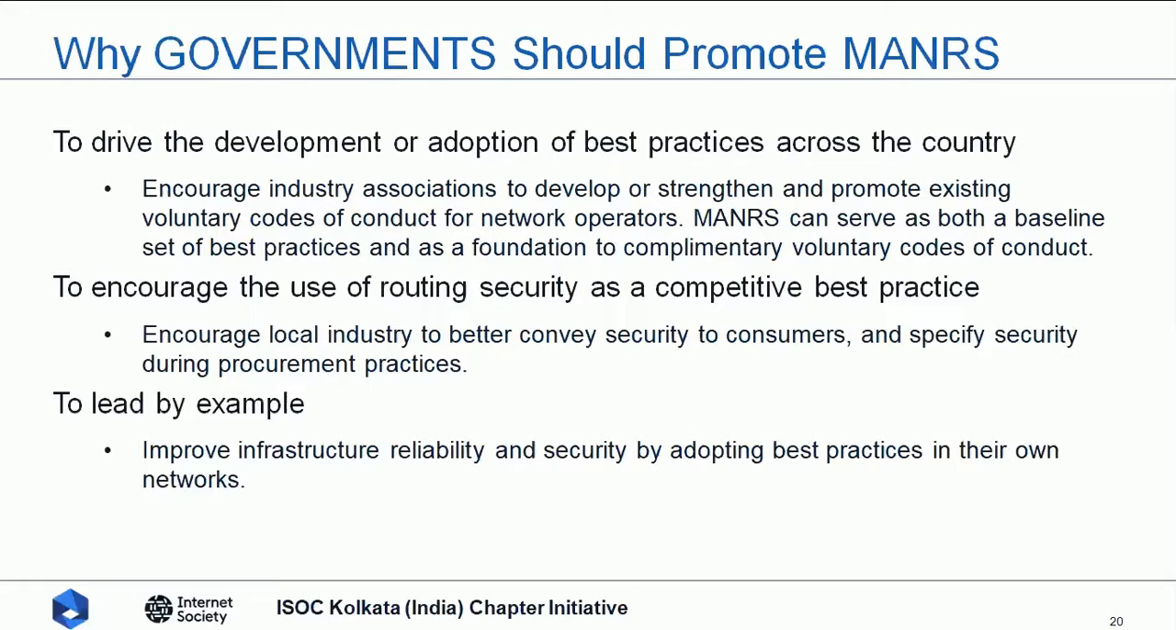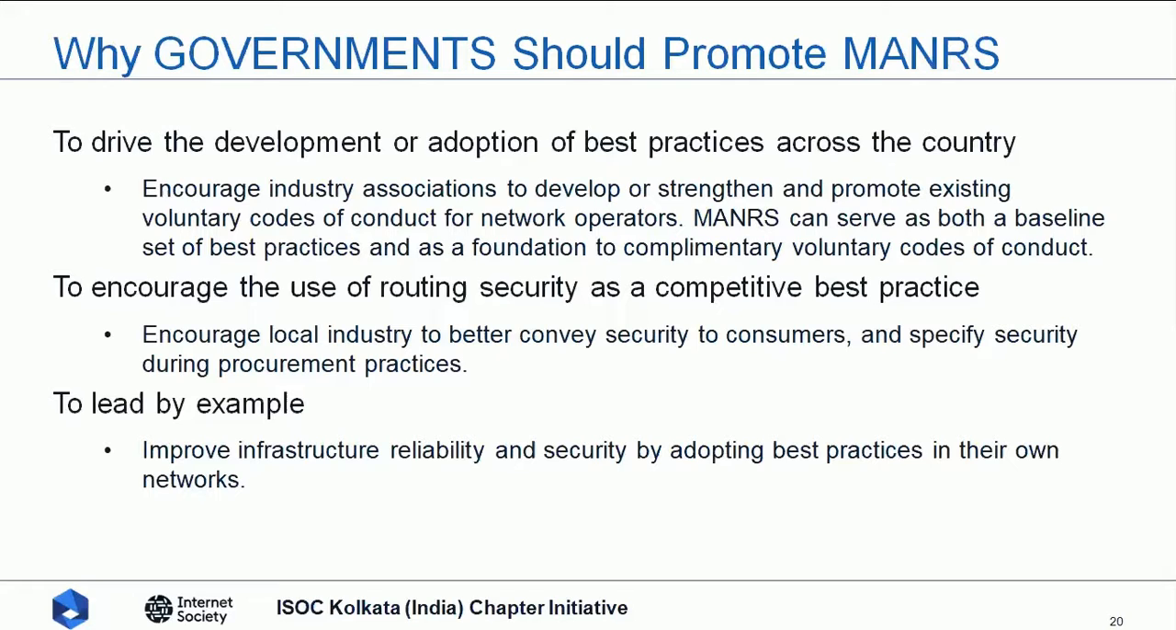Encourage industry associations to develop or strengthen and promote existing voluntary codes of conduct for network operators. It also encourages the use of routing security as a competitive best practice. Encourage local industry to better convey.